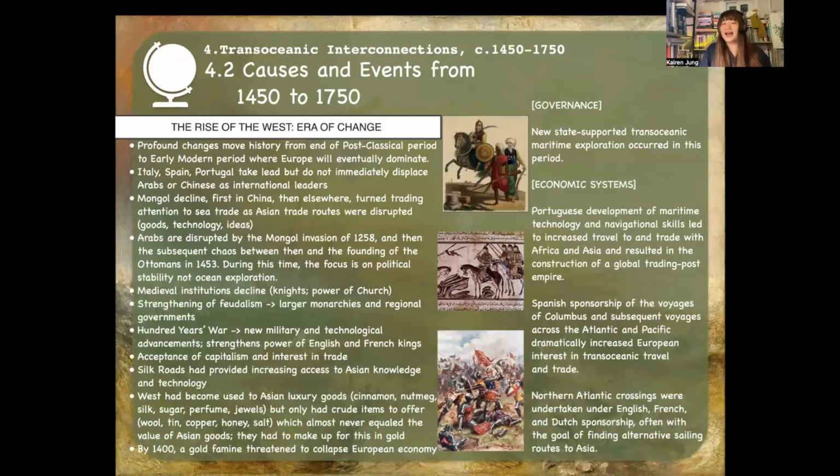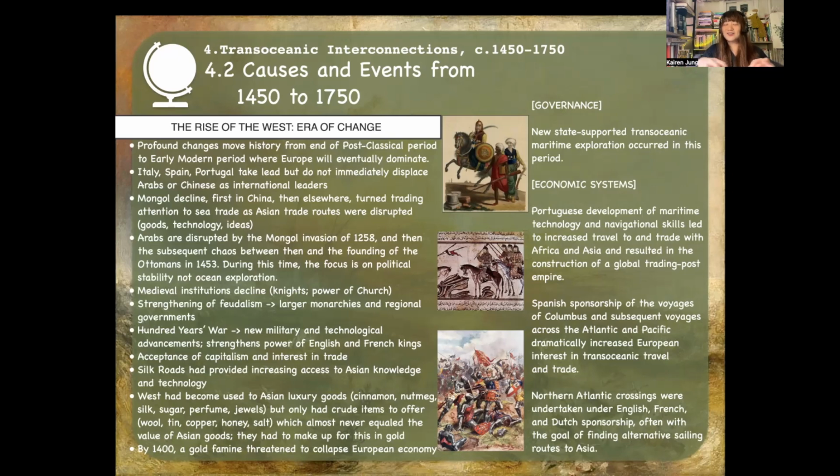How the College Board would have you remember it is that in terms of governance, you had a lot of new state-supported transoceanic maritime exploration occurring in this period, and in terms of economic states, you had the Portuguese development of maritime technology and navigational skills, leading to increased travel to and trade with Africa and Asia, resulting in the construction of a global trading post empire, also leading to a lot of exploitation and murder and genocide along the way, as well as a huge migration of populations. The Spanish sponsorship of the voyages of Columbus and the subsequent voyages across the Atlantic and Pacific dramatically increased European interest in transoceanic travel and trade.